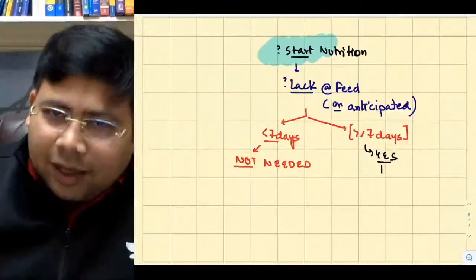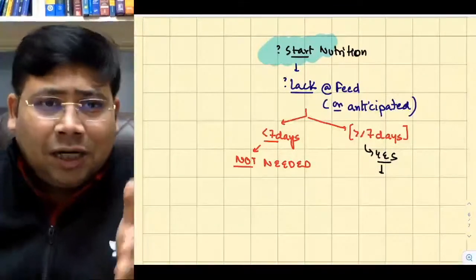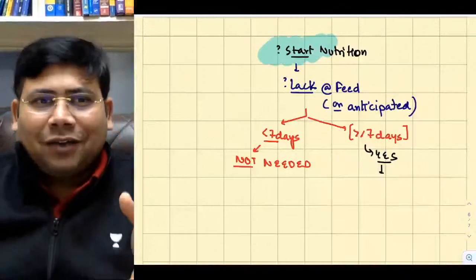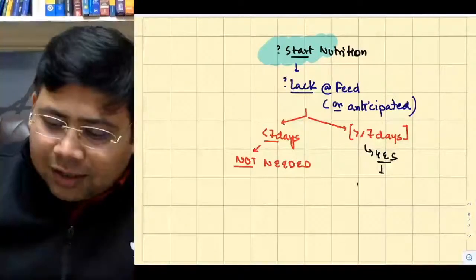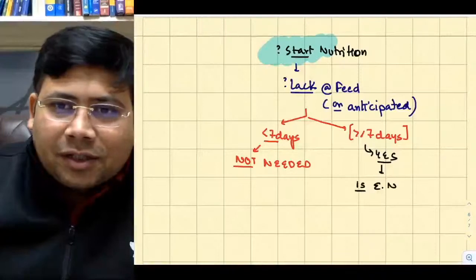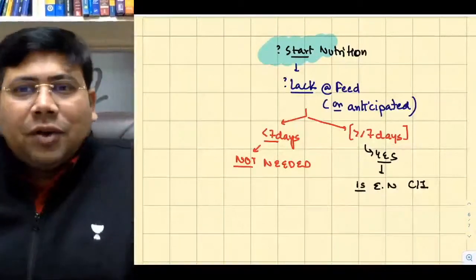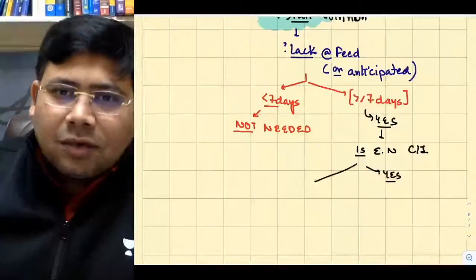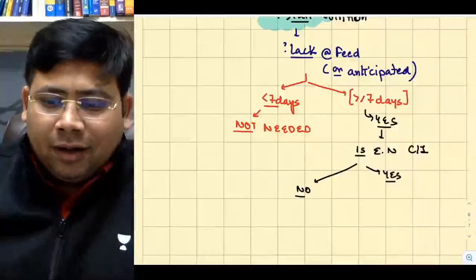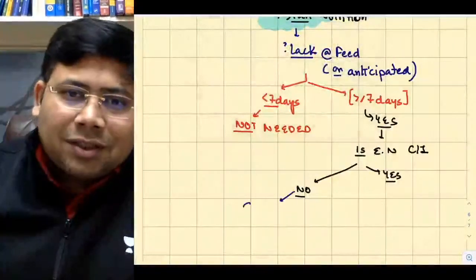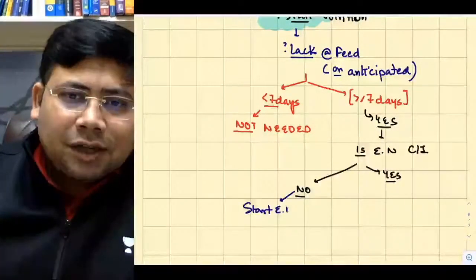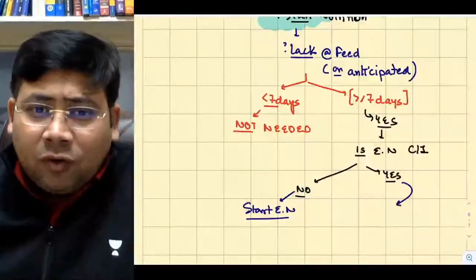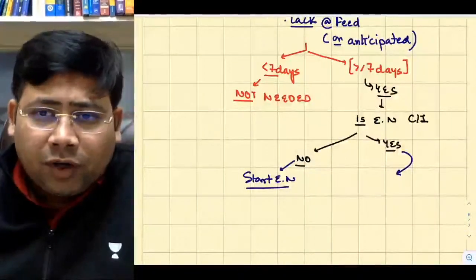When you want to start the nutrition, the next question is, everyone knows that unless contraindicated, you have to start with what type of nutrition? You have to start with, yes, enteral. So you will ask a question: is enteral nutrition contraindicated? The answer could be yes, it is contraindicated, or no, it is not contraindicated. If it is not contraindicated, then you will start enteral nutrition. If it is contraindicated, then you have to go for what mode of nutrition?